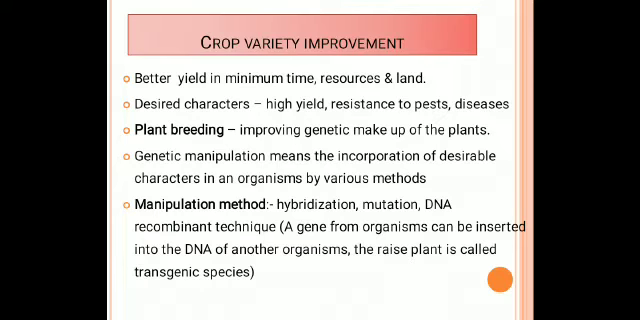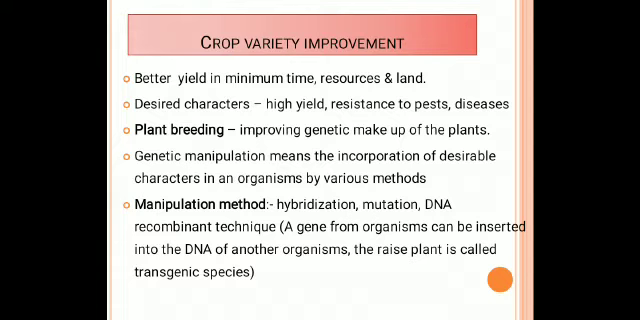For that, we need to improve the desired characters such as high yield of the crop, resistance to pests, better quality of the seeds, and resistance to diseases. These are all the desired characters. So how can we develop the desired characters? Through the genetic makeup of the crops, by plant breeding and the genetic manipulation method.